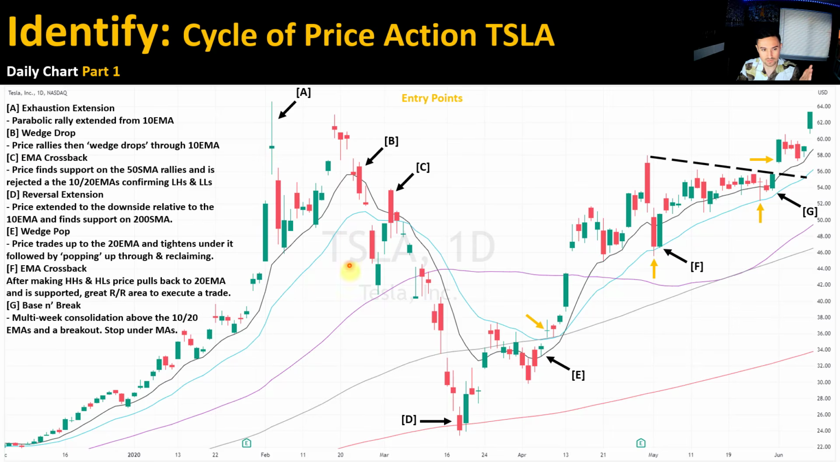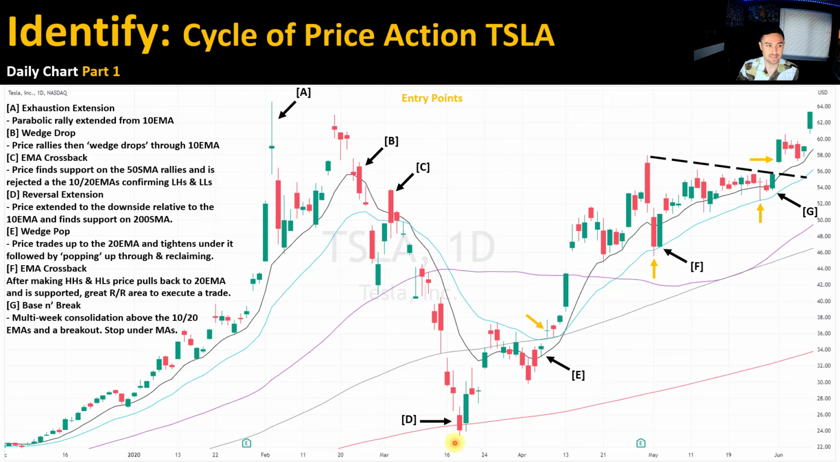Then you have the EMA crossback. See how price goes down and then it rallies back into the black and the blue line, the 10 EMA and the 21 EMA. It actually gaps up above it and then loses it, closes weak below them. That's an EMA crossback. The wedge pop is the first move back above the moving averages, and the EMA crossback is the first test into them. The wedge drop followed by the EMA crossback is losing the moving averages, then rallying into the moving averages and losing them. That's the EMA crossback.